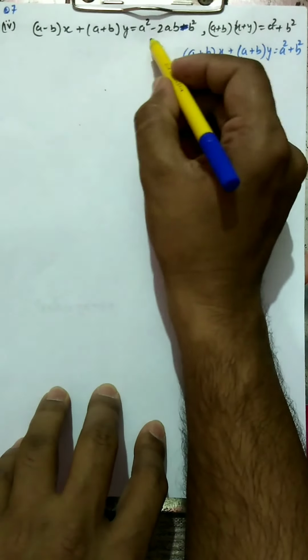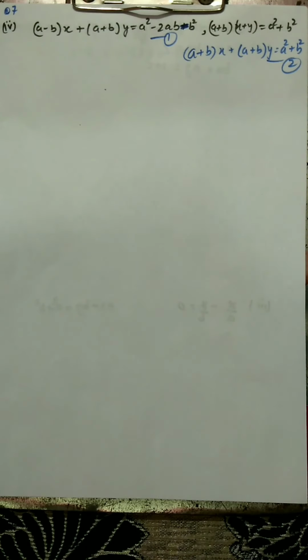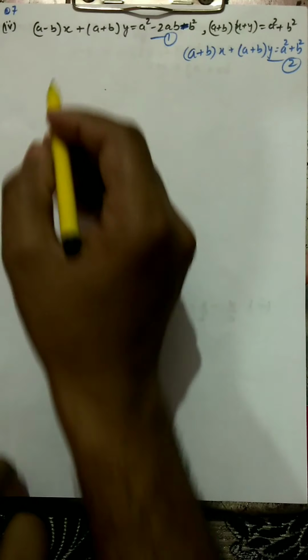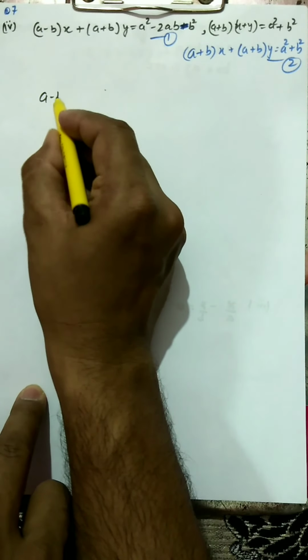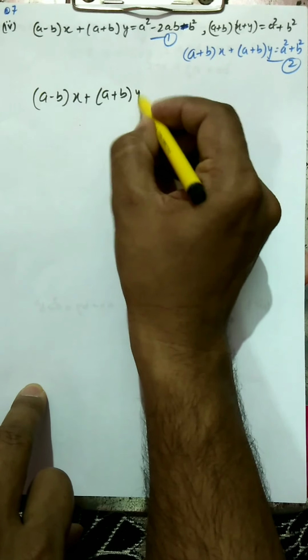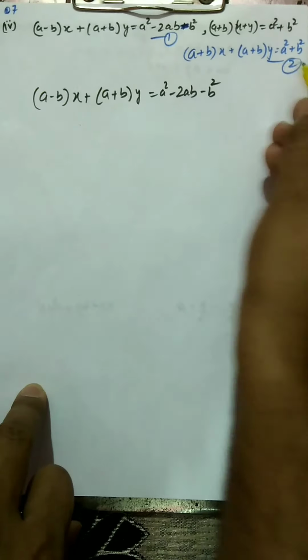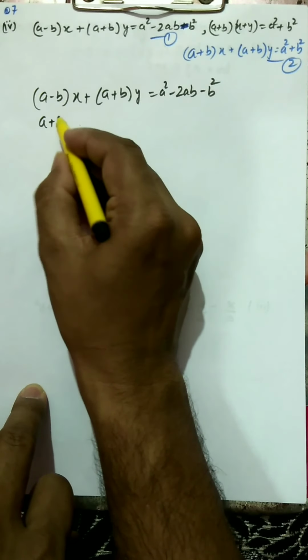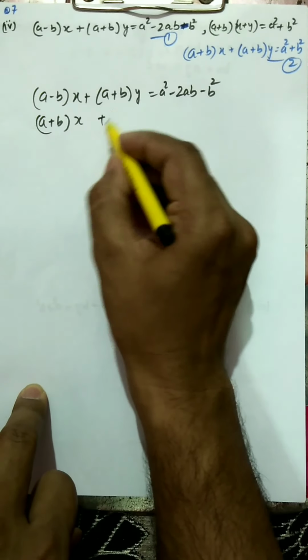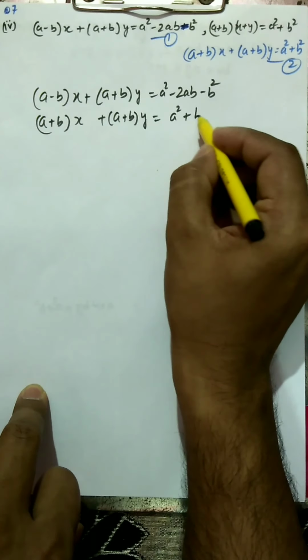So mark this equation as 1 and mark this equation as 2. Now you have to solve these two equations, and you will find the value of x. I am writing it this way: (a − b)x + (a + b)y = a² − 2ab − b², and (a + b)x + (a + b)y = a² + b².